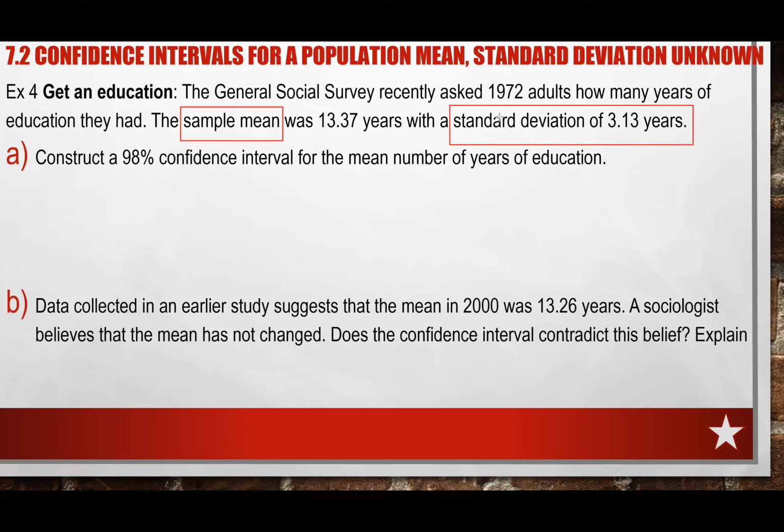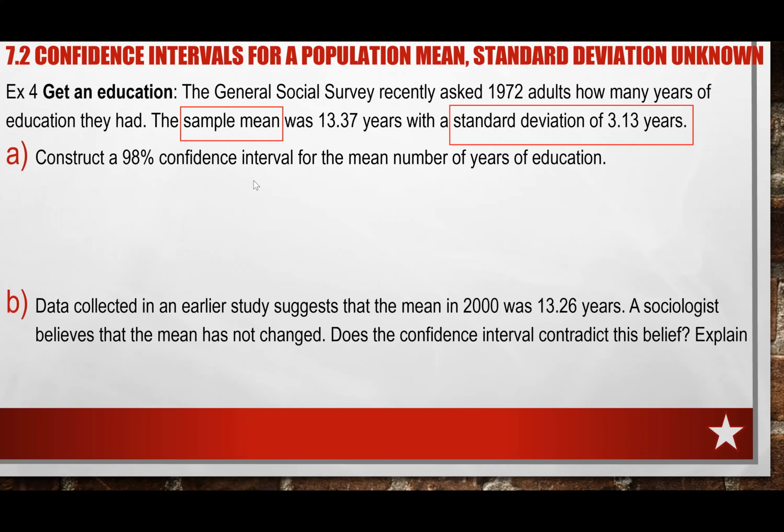Because if it's a population standard deviation, we have to use the Z. If it's a sample standard deviation, we have to use the T. Okay, so looking at this, the sample mean is 13.37 with the standard deviation, meaning this standard deviation belongs to the sample, which is 3.13. Now they ask you to construct the 98% confidence interval.